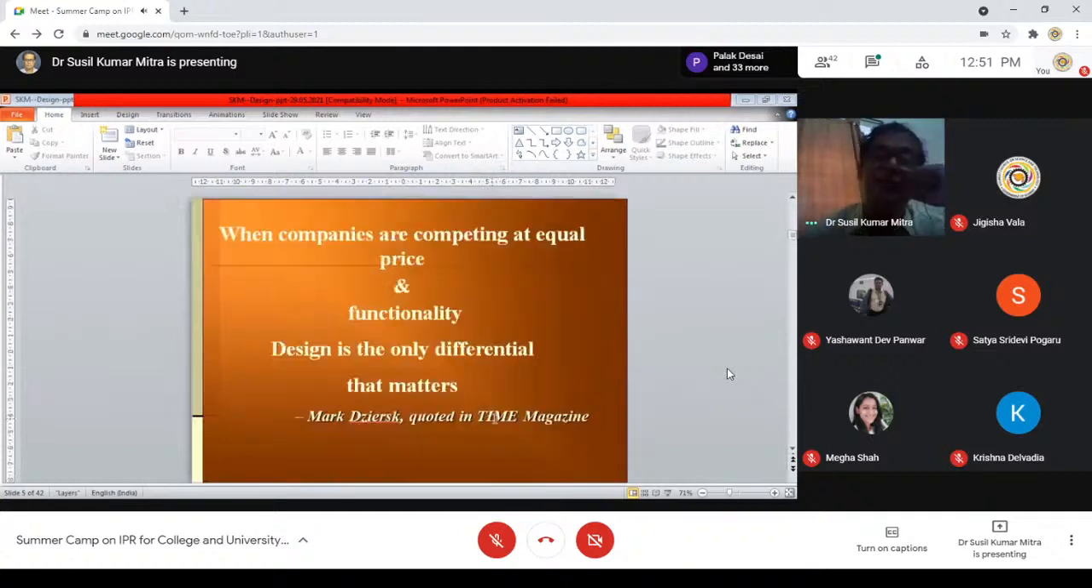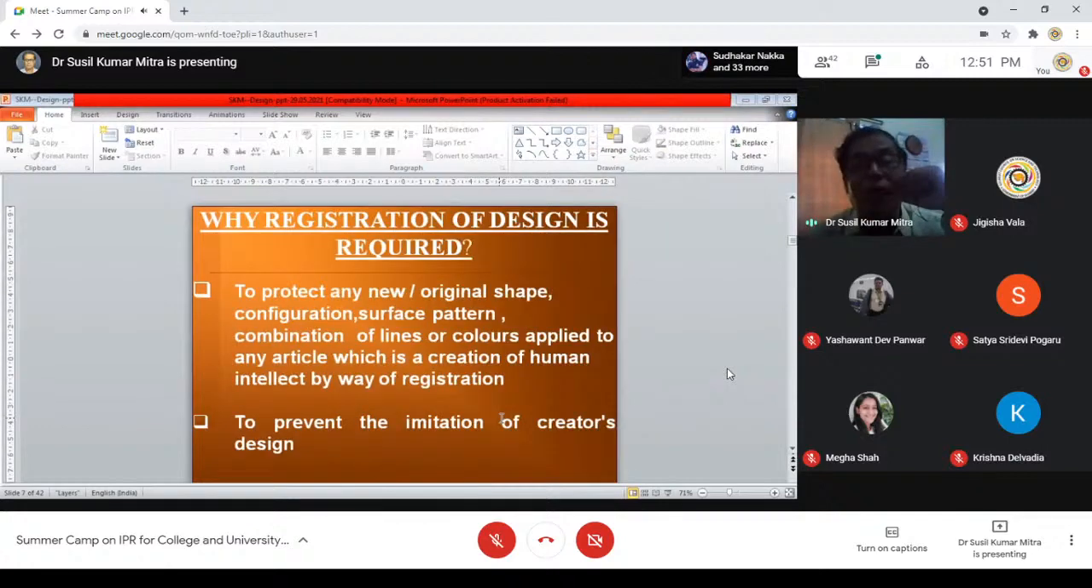Now the slogan in Time magazine: when companies are competing at equal price and functionality, design is the only difference that matters. So when the function is the same and the design is different, the best design is going to be selected by the customer. So you are getting a marketing opportunity if you can create a good design over the same product having the same function. Now I am coming to why registration of design is required.